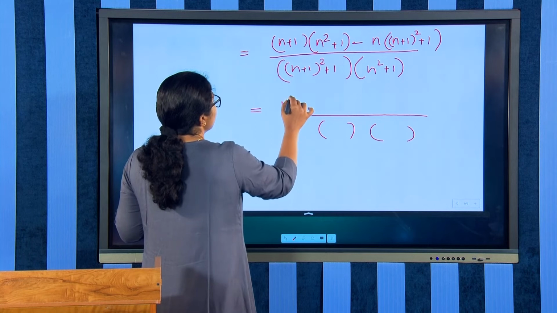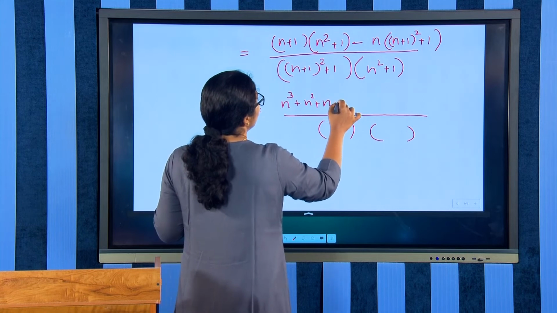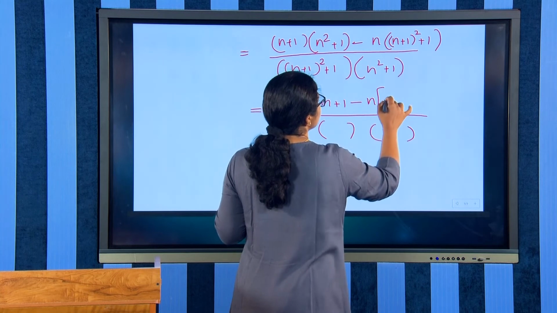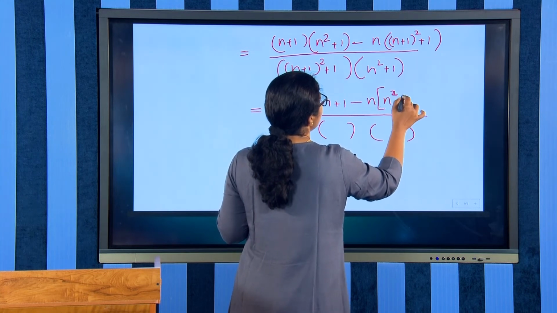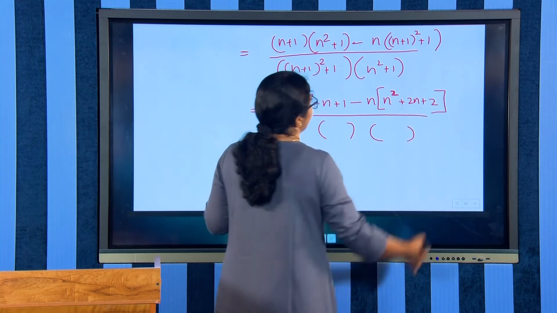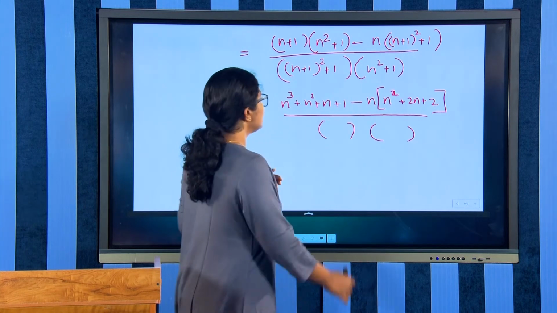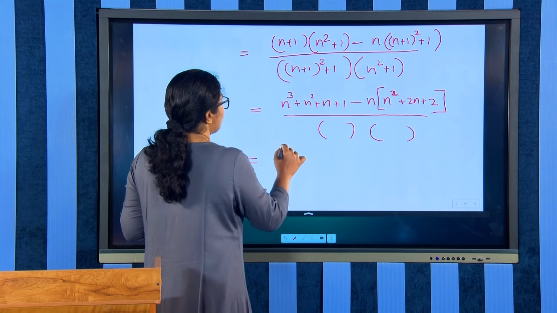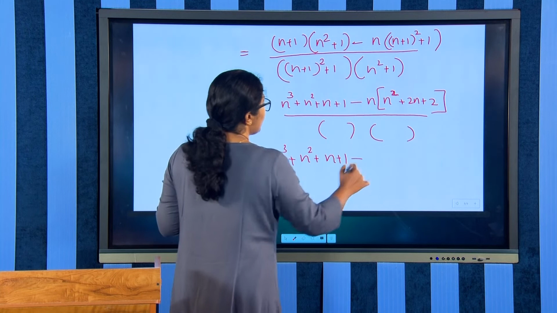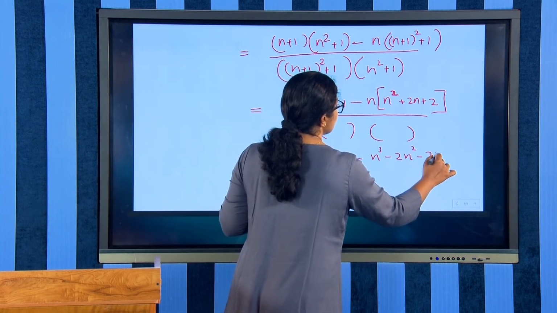Numerator, when you manipulate, you will be getting n cube plus n square plus n plus 1 minus n into, if you want you can expand this term so that it will be easy for you to understand, n square plus 2n plus 2, because inside you will be having n square plus 2n plus 1. So, I am writing only the numerator because the denominator does not make any difference, minus n cube minus 2n square minus 2n.